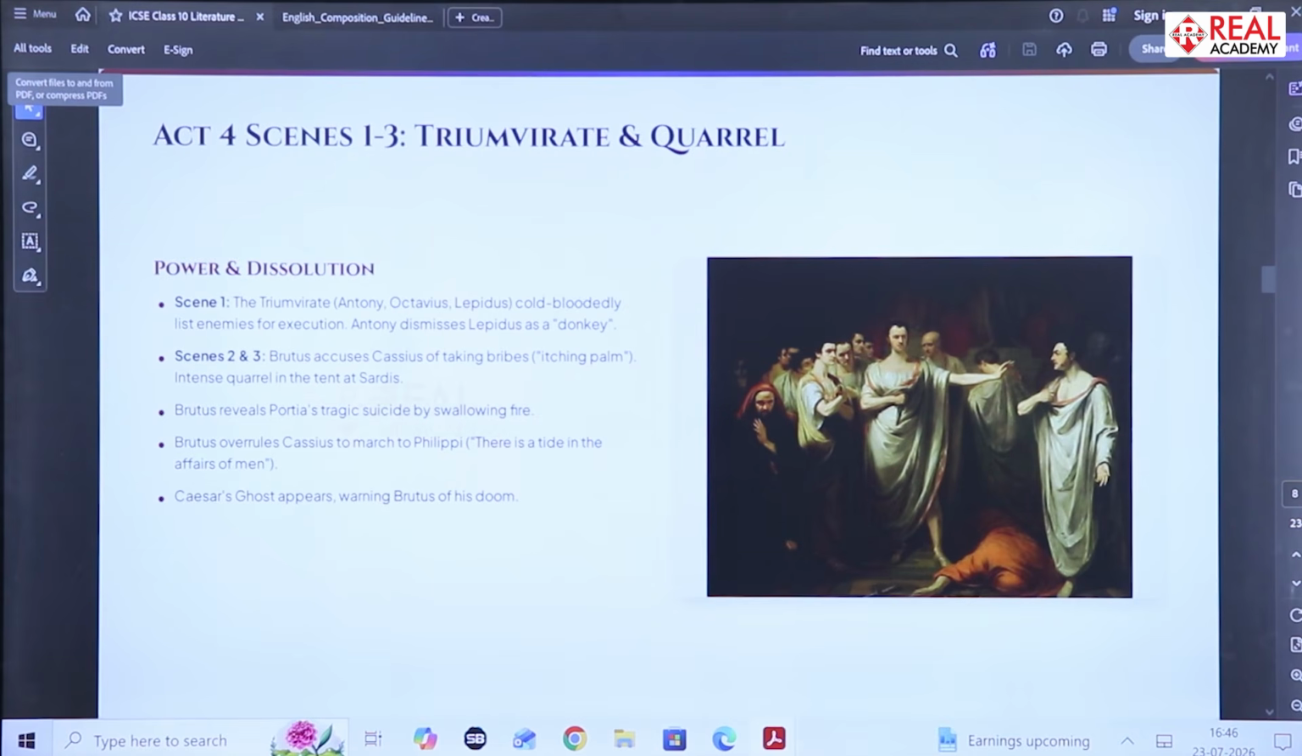Octavius, however, defends Lepidus by saying that he is a capable and experienced soldier. Antony disagrees and insists that Lepidus should never be treated as an equal partner in governing Rome.